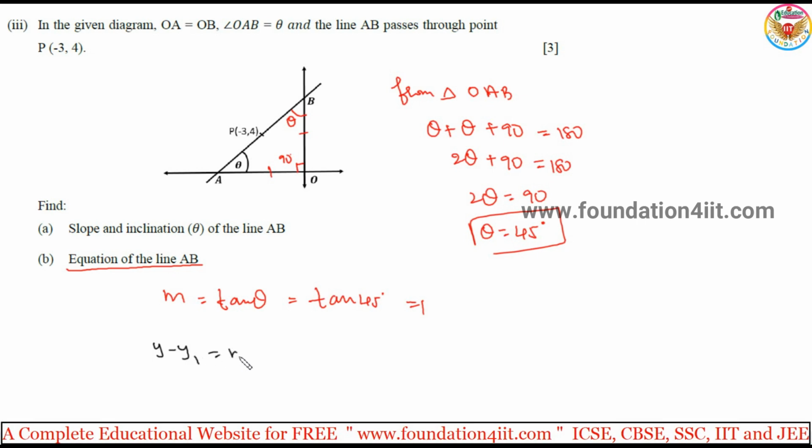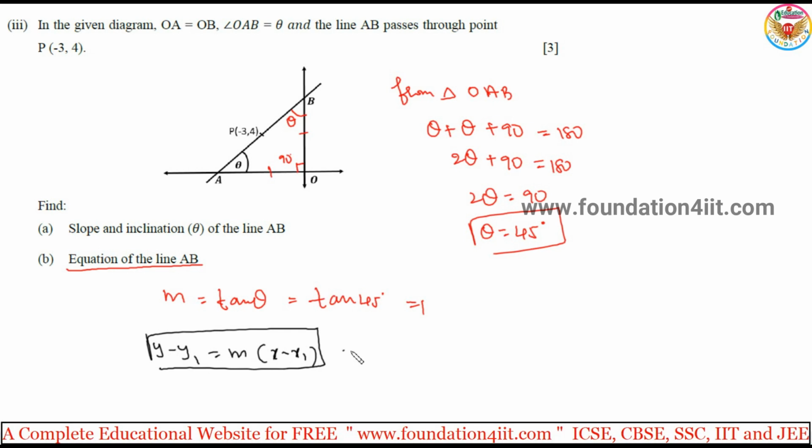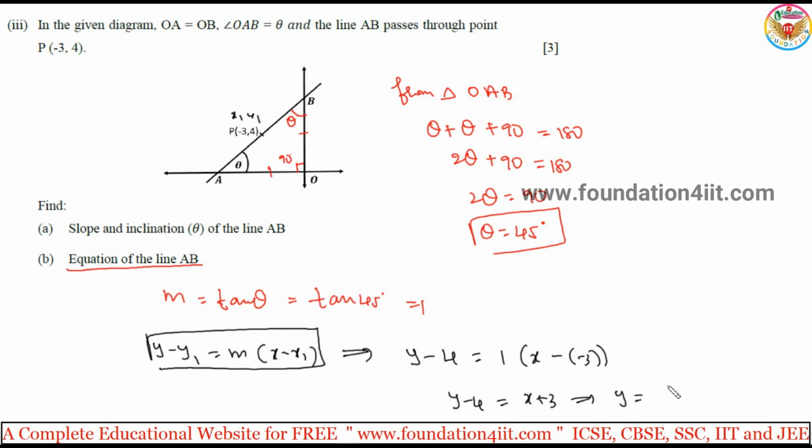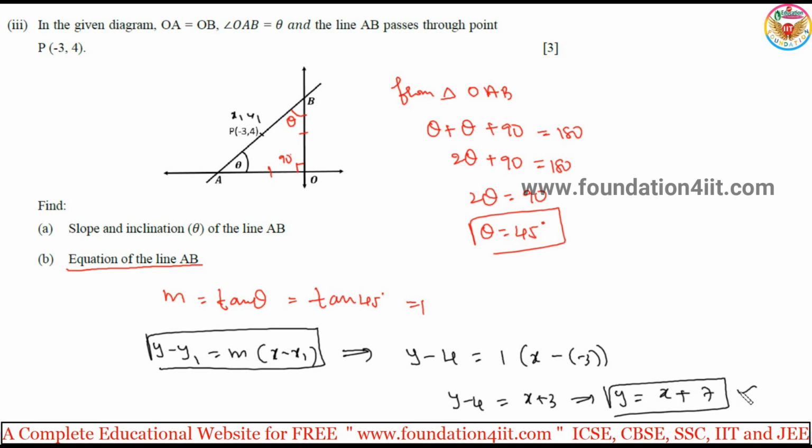Y minus y1 is equal to m into x minus x1. This is the slope point form. You apply this. Y minus y1, so x1 and y1. Y1 is 4, m is 1, x minus x1 is minus 3. Then y minus 4 is equal to x plus 3, minus into minus is plus. Take all the terms to one side. Then from this, y is equal to x plus minus 4, take to the right side, plus 3 plus 4 is 7. Y is equal to x plus 7 is the equation of this line AB.